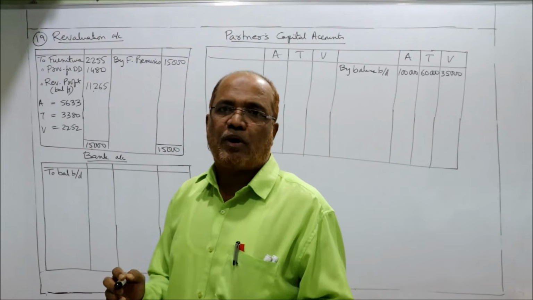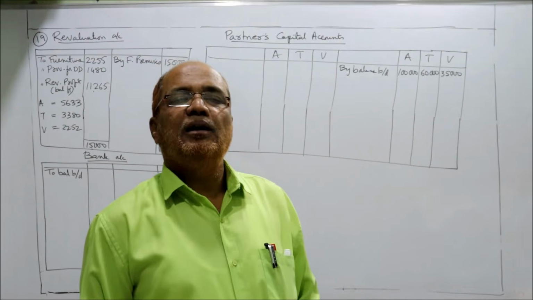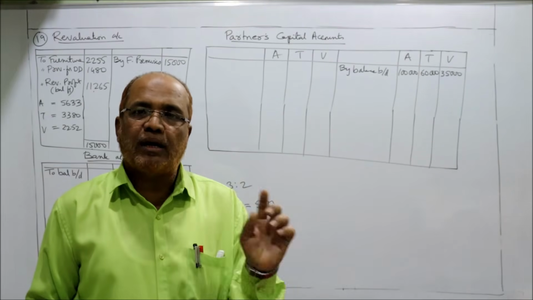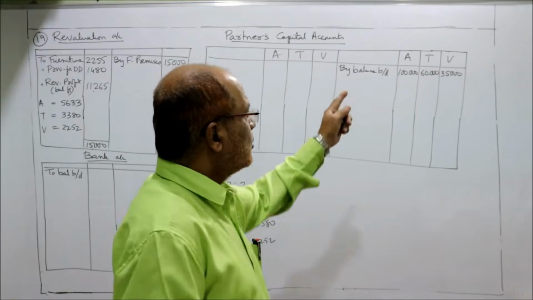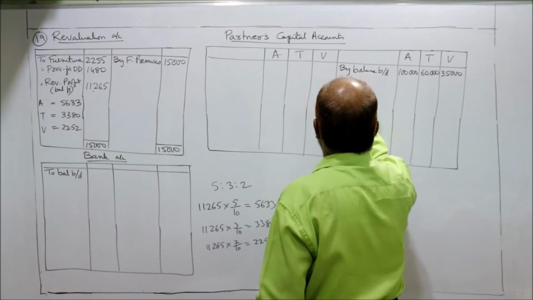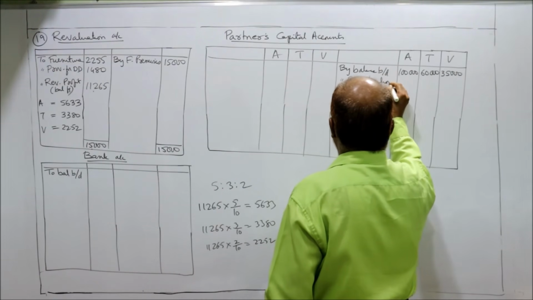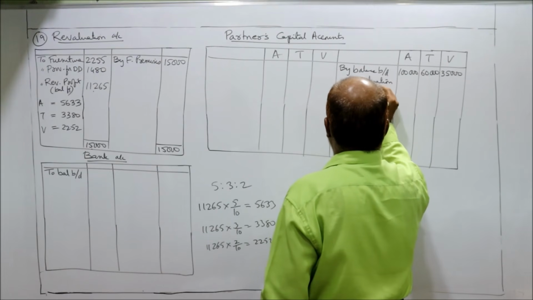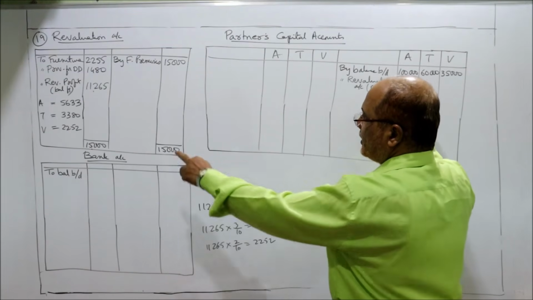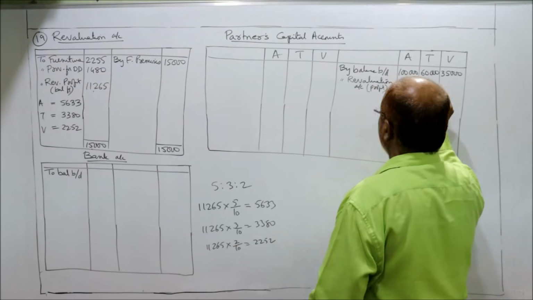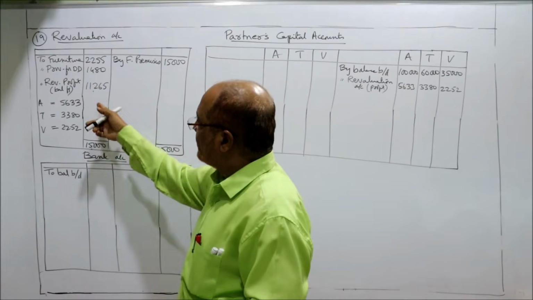Now you have to post this profit to the partners' capital account. The entry for revaluation profit is revaluation account debit to all partners' capital account. Now we are creating by revaluation account profit. The profit is 5633, then 3380, last one 2252. That's it. So we have completed this one.